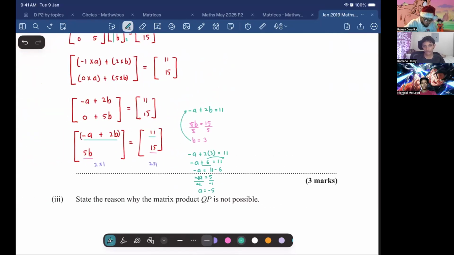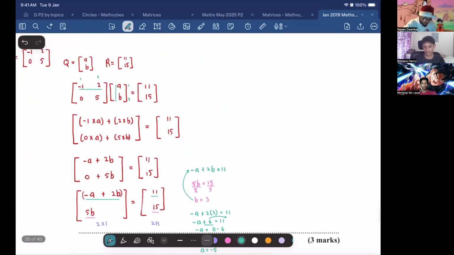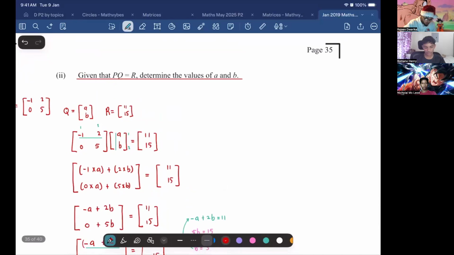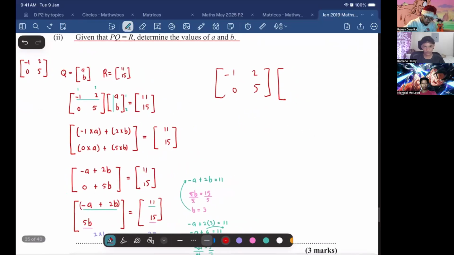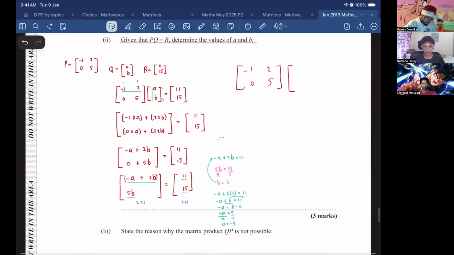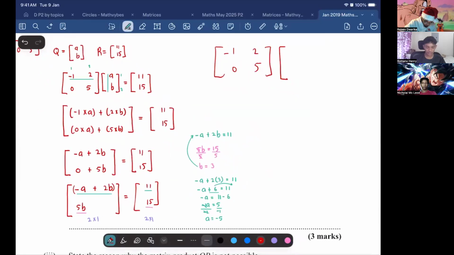Okay, and if you wanted to check if your answer is correct, let me show you how you can do that quickly. We know that matrix P is minus 1, 2, 0, 5. And what do we know matrix Q is now? Minus 5 and 3, because we found a to be minus 5 and b to be 3.